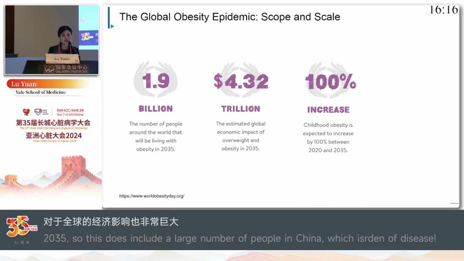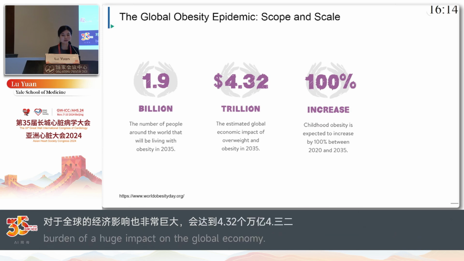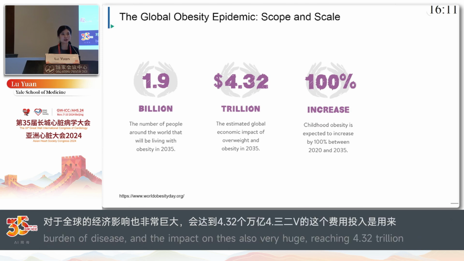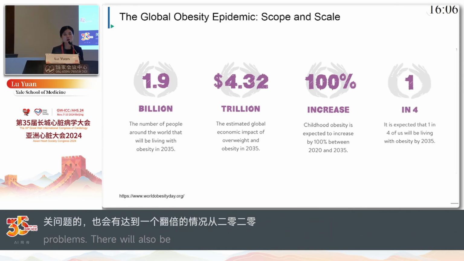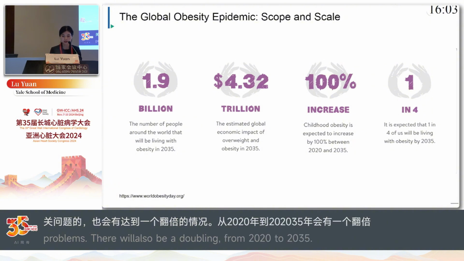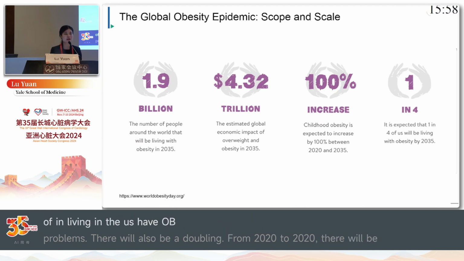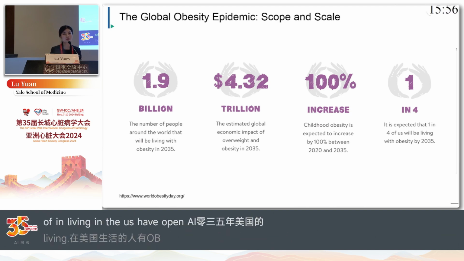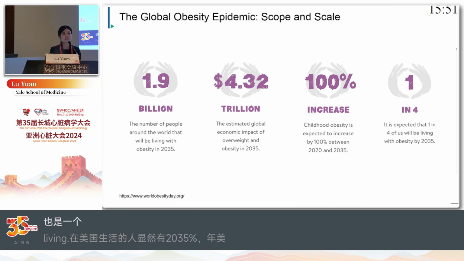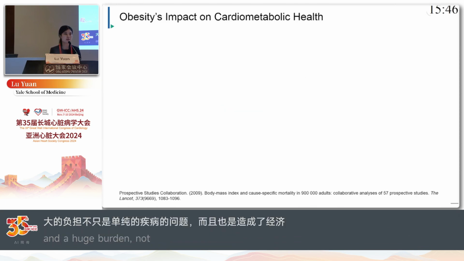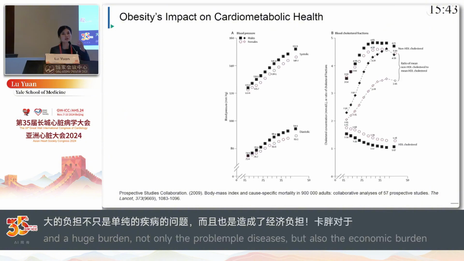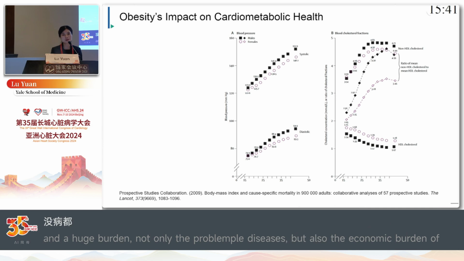And childhood obesity is expected to increase by 100% between 2020 and 2035, within a 15-year period. It's estimated that 1 in 4 people living in the US have obesity by 2025. It is really a huge market and a huge burden, not just economically, but also the disease burden that it poses on society. So obesity has a large impact on cardiometabolic health, just as Dr. Kramer already pointed out, but this is from a population level.